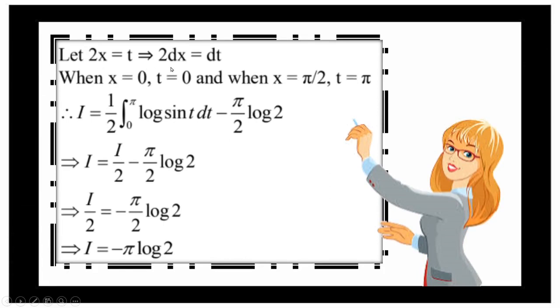After that, substitution. 2x equal to t, 2 dx equal to dt. If x is 0, t is 0. When x is pi by 2, the upper limit, t is pi. Apply that: integral of log sin t dt minus pi by 2 log 2. Now this is what? This is the integral I only. So I upon 2 minus pi by 2 log 2. Now I minus half I, right? It is I by 2. Half I is equal to minus pi by 2 log 2. So I is equal to, this 2 and 2 cancel, minus pi log 2.